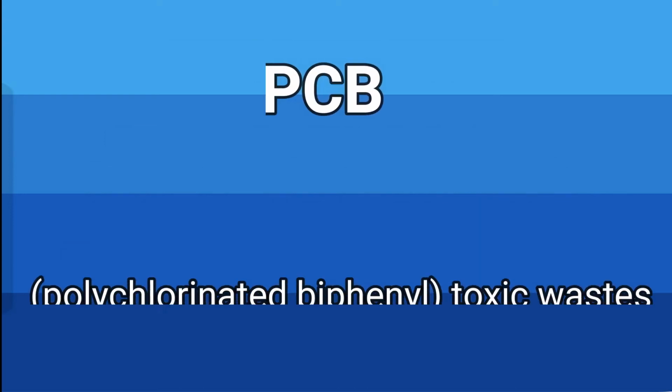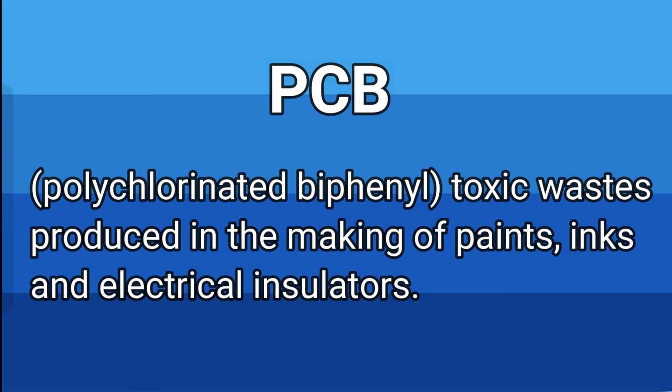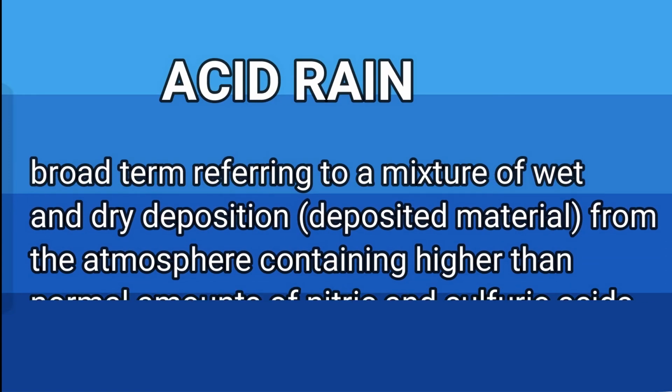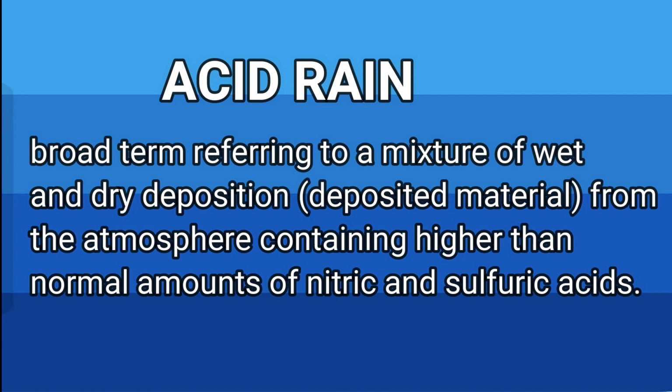PCB. Polychlorinated biphenyl, toxic wastes produced in the making of paints, inks and electrical insulators. Acid rain. Broad term referring to a mixture of wet and dry deposition, deposited material, from the atmosphere containing higher than normal amounts of nitric and sulfuric acids.